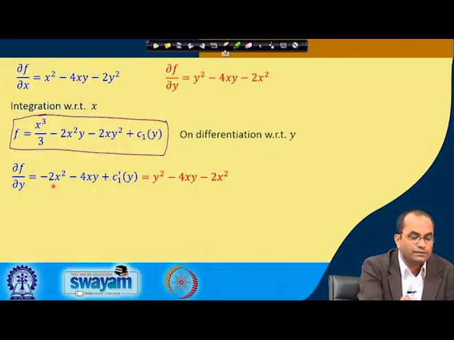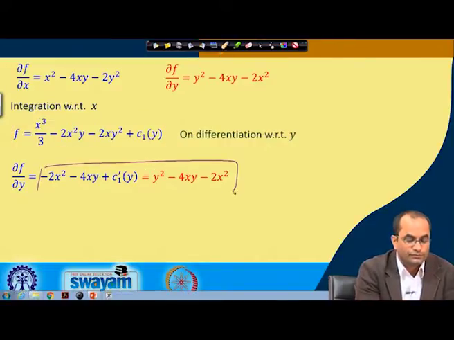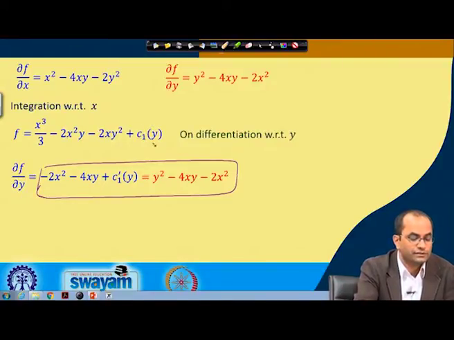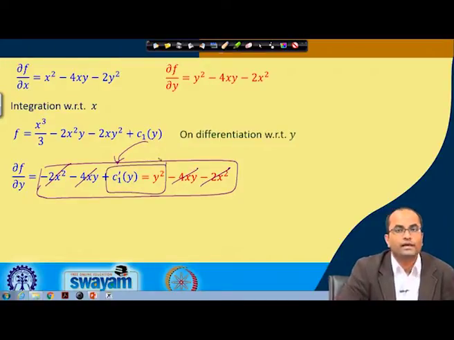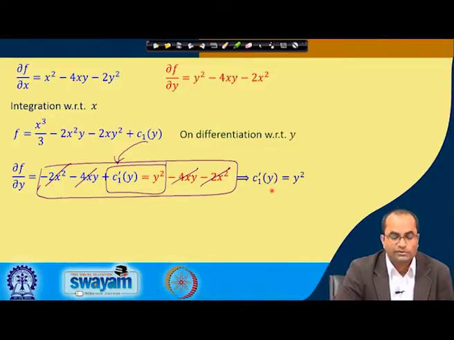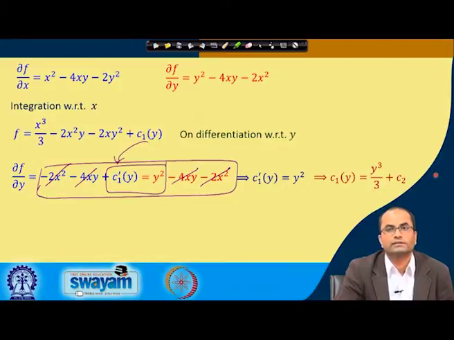Out of this, we can now easily get this c 1 prime, because that is the derivative when we have differentiated here. What we see is that minus 2 x square lies on both sides, and minus 4 x y is also there. So, we get c 1 prime of y is equal to y square. The derivative of c 1 with respect to y is y square, and now we can integrate this one. So, we get c 1 of y is equal to y cube by 3 plus a constant.